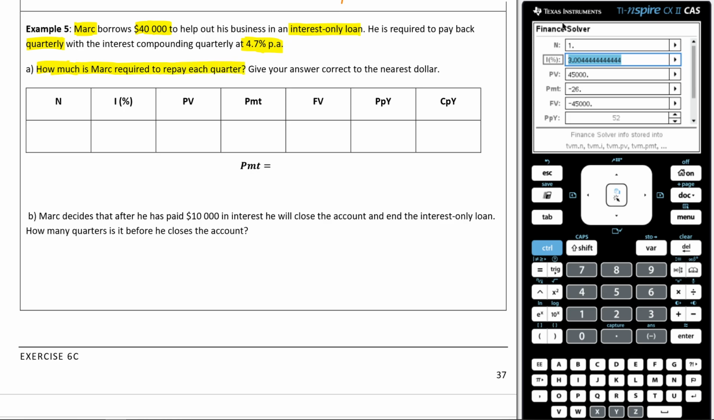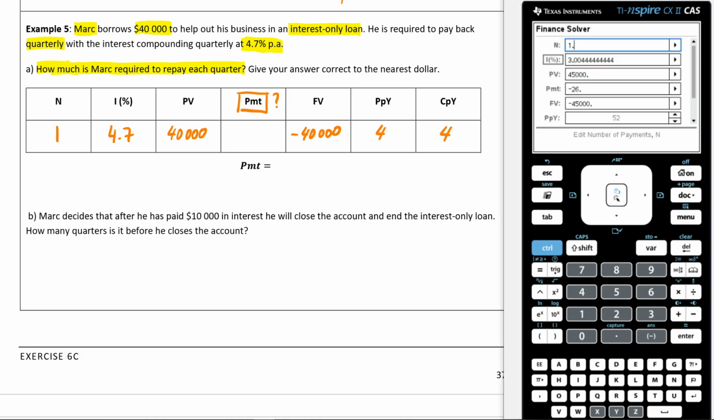All right, first things first, what are we trying to figure out here? We're trying to figure out the payments, so this PMT is what I don't know. My N will be 1 because it's an interest-only loan. I just make it 1 immediately. My interest is going to be 4.7. The present value of the loan, well, he borrows out 40 grand, 40,000. My future value will just be negative of the PV, negative 40,000. My PPY was quarterly, so it'll be 4 and 4.